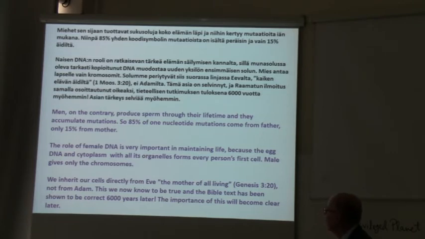The role of female DNA is very important in maintaining life, because the egg, DNA and cytoplasm with all its organelles forms every person's first cell. Male gives only the chromosome. We inherit our cells directly from Eve, the mother of all living, Genesis 3:20, not from Adam. This we know to be true, and the Bible text has been shown to be correct now 6,000 years later. The importance of this will become clear later.